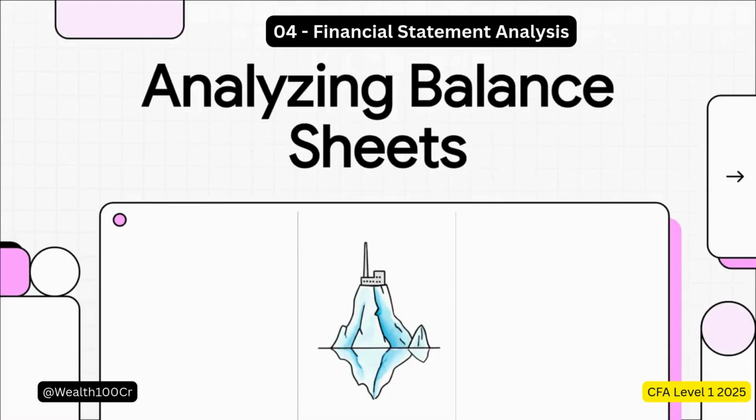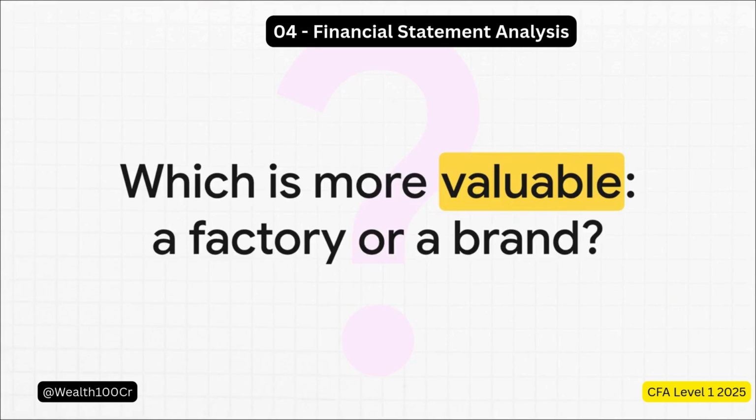Welcome to Module 6 of our CFA Level 1 2025 course on financial statement analysis. Today, we're going beyond the assets you can physically see and touch. We're going to dig into some of the most complex and, frankly, most valuable items you'll find on a balance sheet. But first, let's start with a little thought experiment.